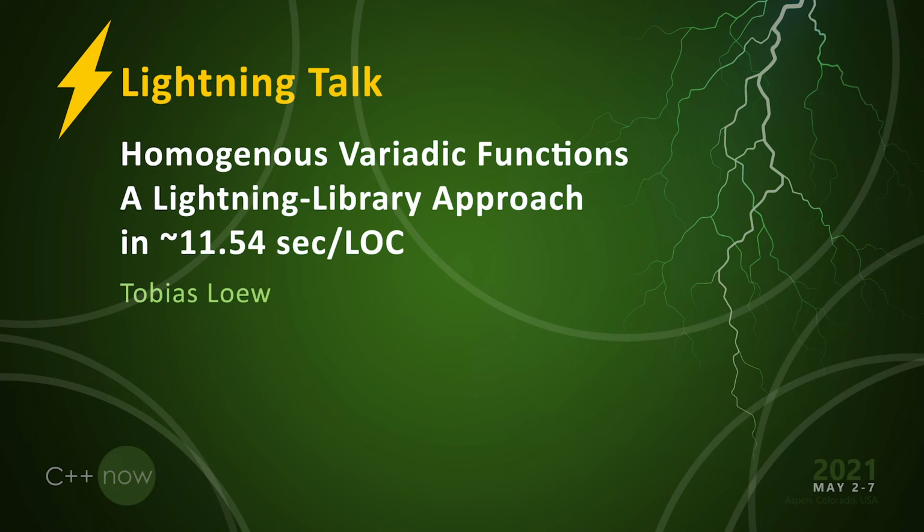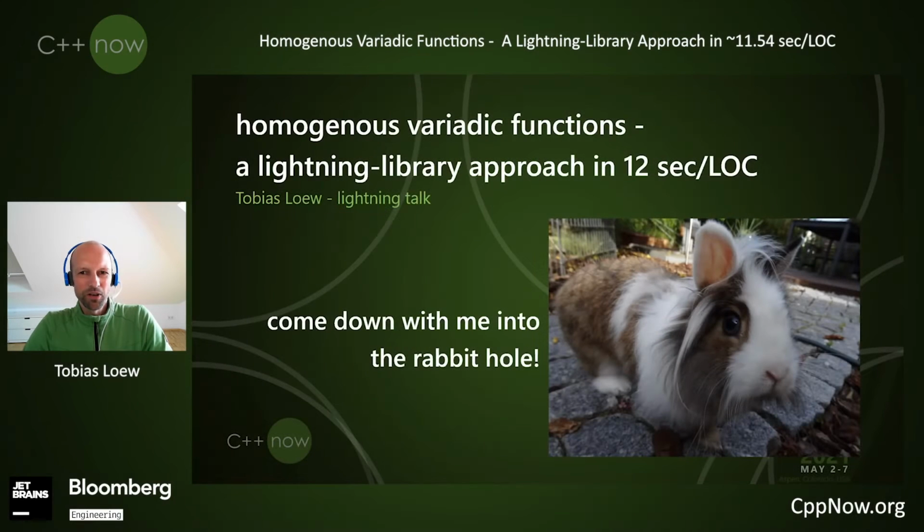Okay, so I just changed the title. I removed one line of code, so I've got 12 seconds per line of code. And yeah, that's Luna, and she wants you to come down with her into the rabbit hole. I don't know whether that's a promise or a threat, so let's find out.